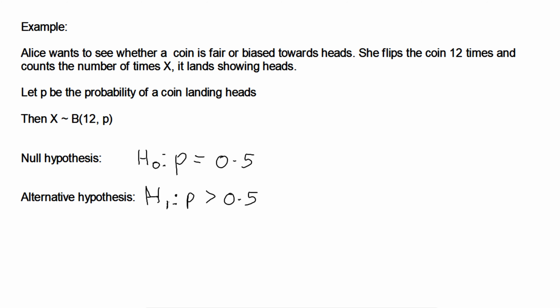Now, this is an example of a one-tailed test. We're only interested in one side of the probability. So in this case, we're saying that the probability has got to be greater than 0.5. There are also examples of two-tailed tests.